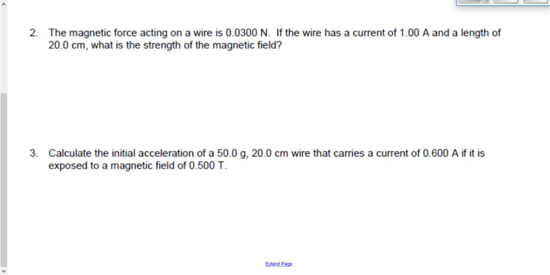It says, calculate the initial acceleration of a 50-gram, 20-centimeter length of wire that carries a current of 0.6 amps if it's exposed to a magnetic field of 0.5 Tesla. Now, this magnetic field must be perpendicular to the electric current in order to have a force that we can calculate at least. So we're going to assume that it is, but remember that a question should state that, and on a test or a quiz or an exam it would state that. I circled grams, I circled centimeters, because I don't want to forget to convert those to the standard units here.